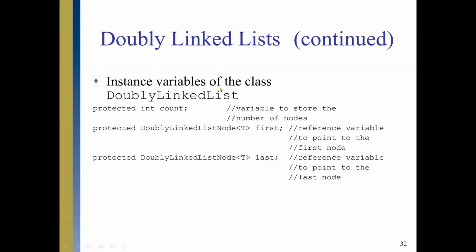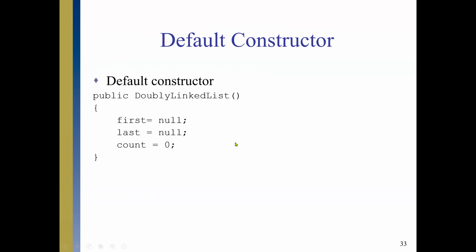Now here we have the instance variables of the double linked list class. So again, we are using count because that will keep count of the items or the nodes we have in the linked list. We have two positions, the first and also the last, because again, it's a double linked list. The first address points to the next element. The last address will point to the previous.